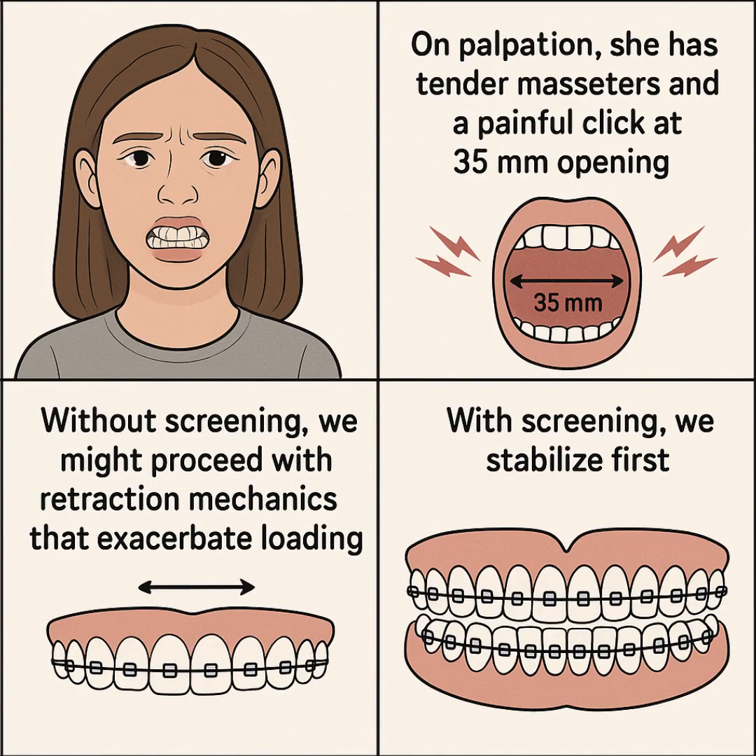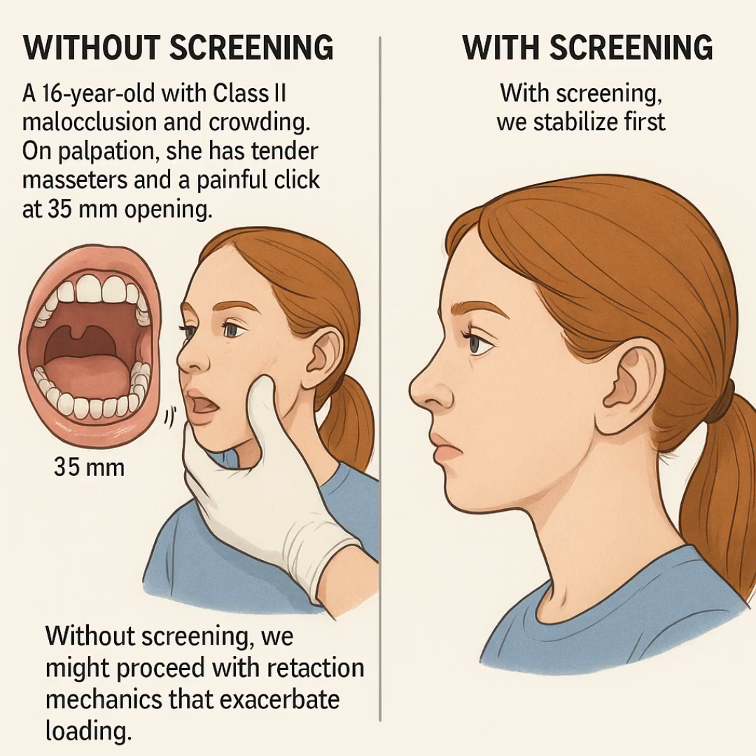Case example, a 16-year-old with class 2 malocclusion and crowding. On palpation, she has tender masseters and a painful click at 35 mm opening. Without screening, we might proceed with retraction mechanics that exacerbate loading. With screening, we stabilize first.